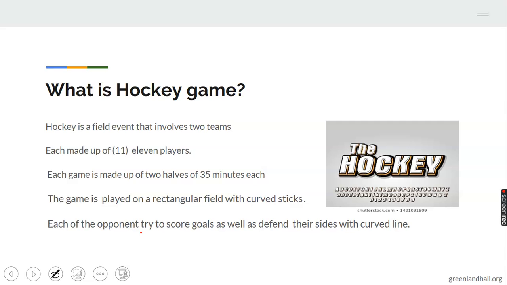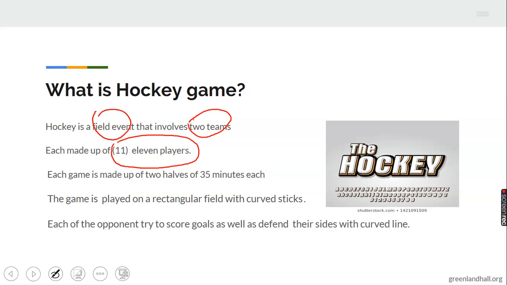Hockey is a field event that involves 2 teams, each made up of 11 players. I want you to note them. It's a field event, 2 teams, and each team made up of 11 players. I hope you have gotten that. Okay, let's quickly go again.